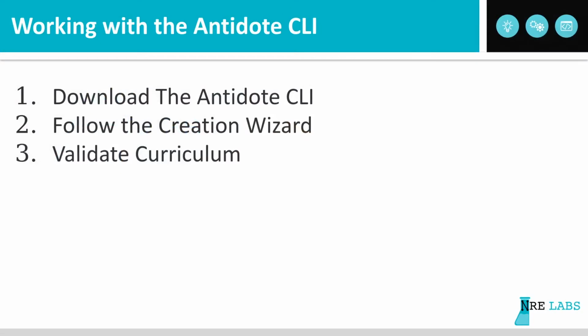Working with the Antidote CLI is a 3-step process. First, we're going to need to download the Antidote CLI, and there are precompiled binaries that we can just download from the project site. Step 2 is following one of the creation wizards, and we're going to be creating a lesson in this example, although there are other things you can create with the Antidote CLI. We'll follow through this wizard, and it'll ask us some questions about what kind of things we want in the lesson and various things like that.